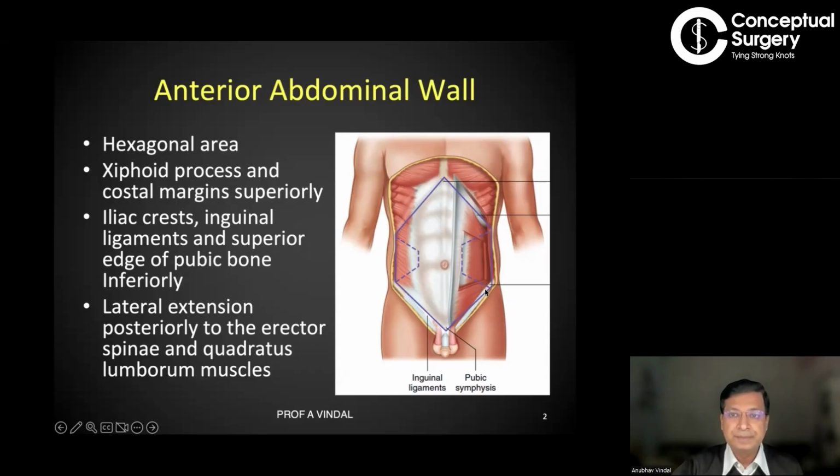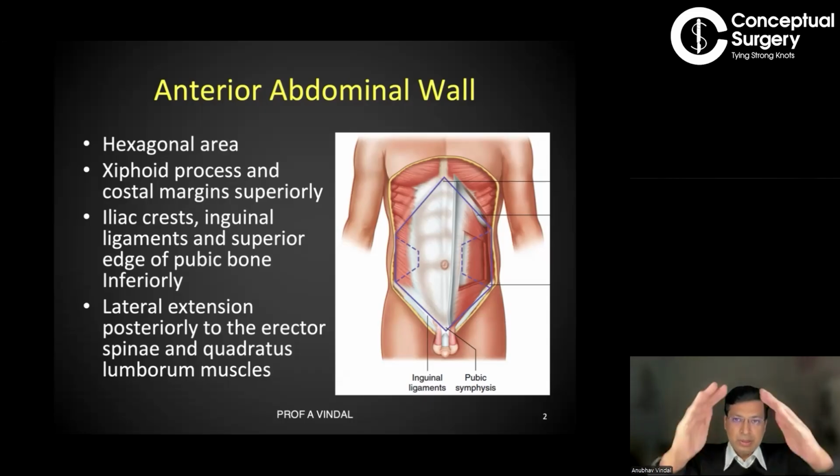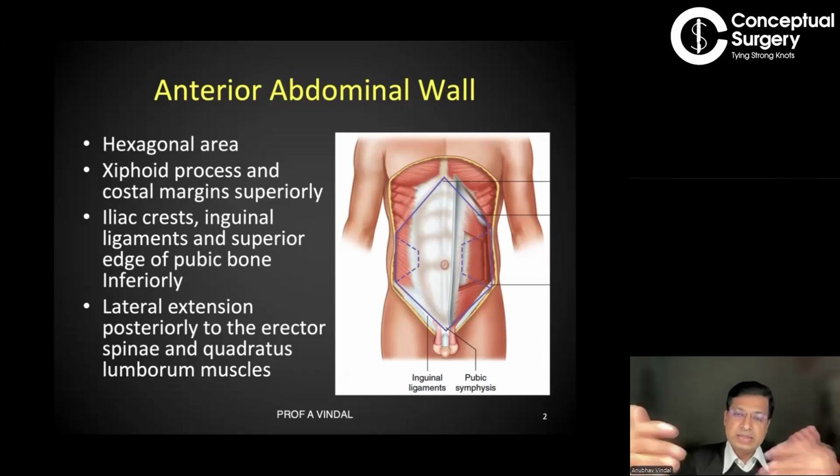So therefore, this area is hexagonal, and it is bounded, like I said, superiorly by the xiphoid process and the costal margins, and inferiorly by the iliac crests, the superior edge of the pubic bone, and the inguinal ligament stretching in between. Now, laterally, it also extends along the flanks posteriorly, where there is the lateral border of the erector spinae and the quadratus lumborum, and the inferior border of the 12th rib. So anteriorly, it is hexagonal, and as it curves around the flanks, it extends posteriorly as well.